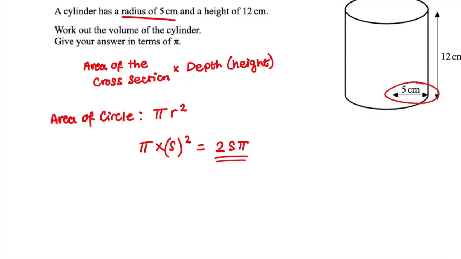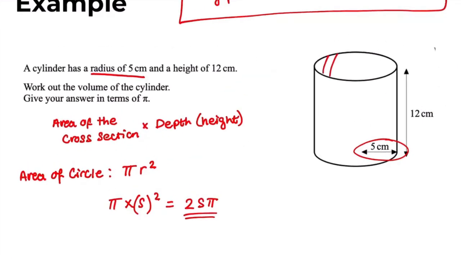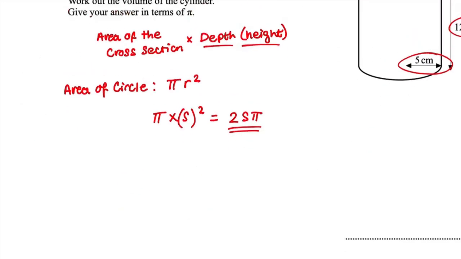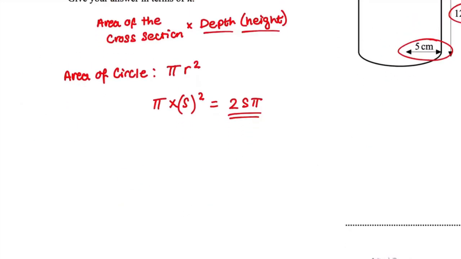Okay, so we've worked out the area of the circle. We've worked out the area of this circle over here. And now all we need to do is multiply by the depth or the height. Now the height we can see is 12 centimeters. So we've worked out the area of the cross section, which is the circle. You've got 25 pi. You're just going to multiply it by the height, which is 12.